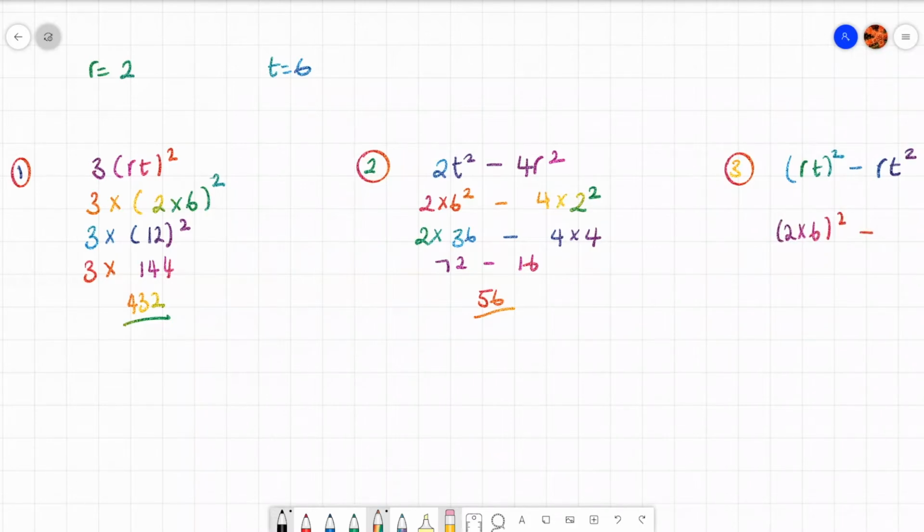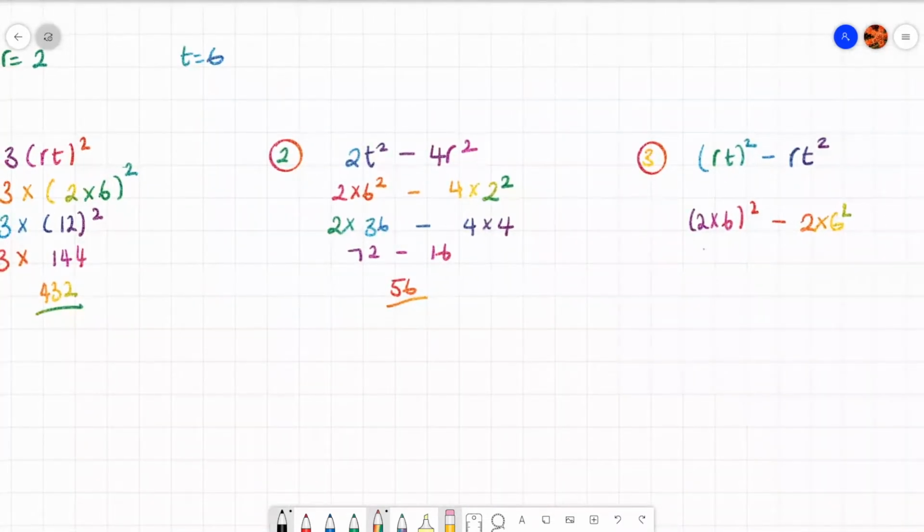Now have a look. The first one here, RT, means R times T all squared. But here, the squared is just with the T. There's no bracket around it. So you're only squaring whatever the letter T is. So R is 2 times 6 squared. This first bracket is just 12 squared minus 2 times, and you're only squaring the 6, which is 36. 12 squared is 144, and 2 times 36 is 72. So 144 take away 72 is 72.